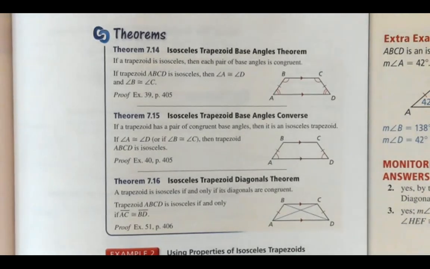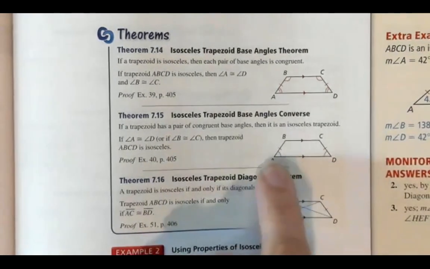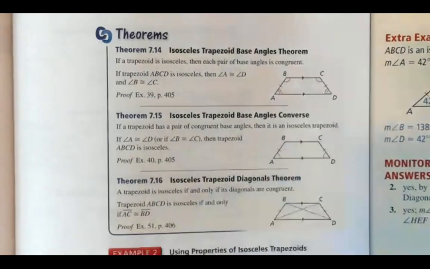There is your isosceles trapezoid base angles theorem. The next theorem is the converse. In the converse, if we have a trapezoid, and we know that we do because it's a four-sided figure with one set of parallel lines, and we see that the base angles are congruent, and it doesn't have to be these base angles, it could be these up here, as long as it shows one set of base angles congruent, then we can say it's an isosceles trapezoid.